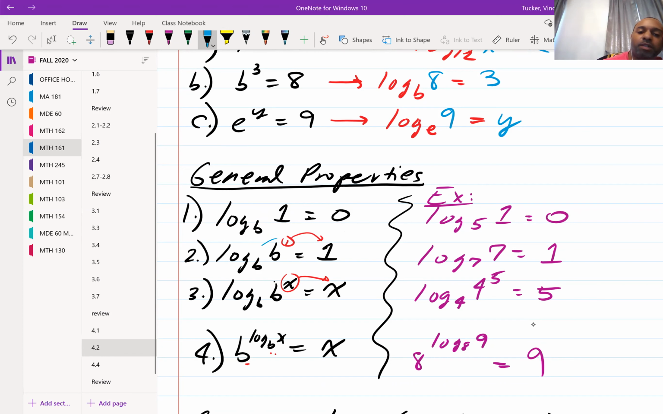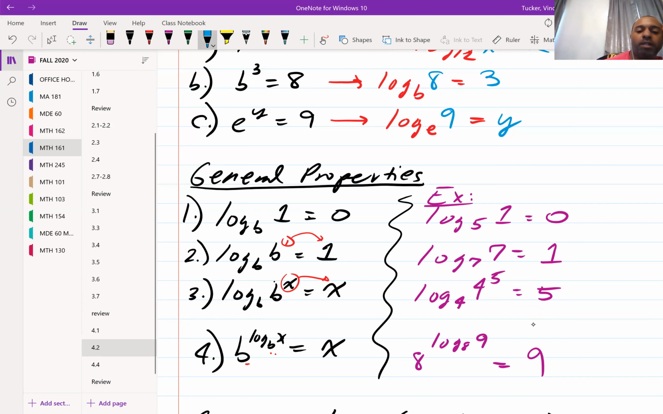Notice here, properties 2 and 3 are related. Log base b of b will reduce down to 1, but that's because the exponent is 1. If you notice here, for the third one, log base b of b to the x, notice they cancel out and just leave you with the exponent. So that's basically what 2 and 3 are emphasizing, that if you take log base b of b to whatever that exponent is, your exponent will be what's left.